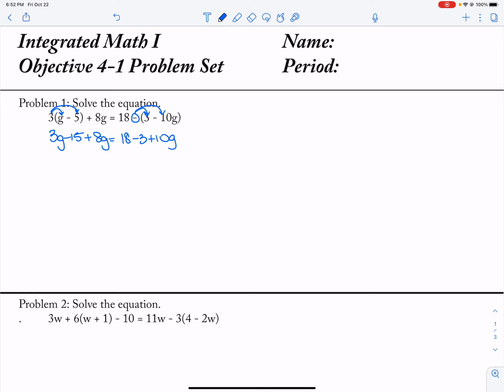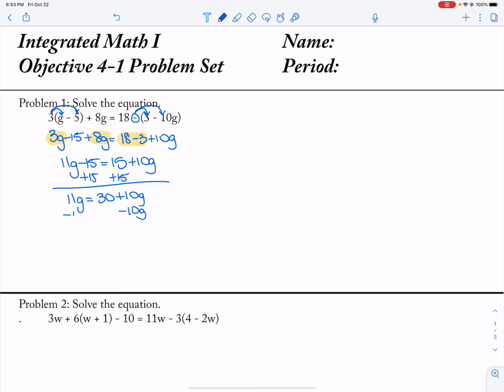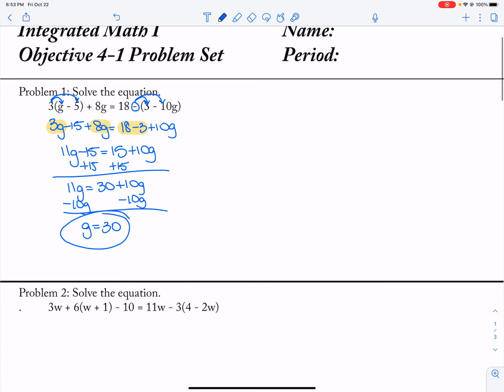And then what I'll do on both sides of the equation is combine like terms. So I can combine my 3g and my 8g. I can also combine my 18 minus 3. So I get 11g minus 15 is equal to 15 plus 10g. So I'm going to go ahead and add 15 to both sides. And I could have subtracted 10g or 11g first, and that would have been fine. It doesn't make any difference which way you do it. Now I will subtract 10g from both sides because that is a little bit easier. So I get g is equal to 30, okay?